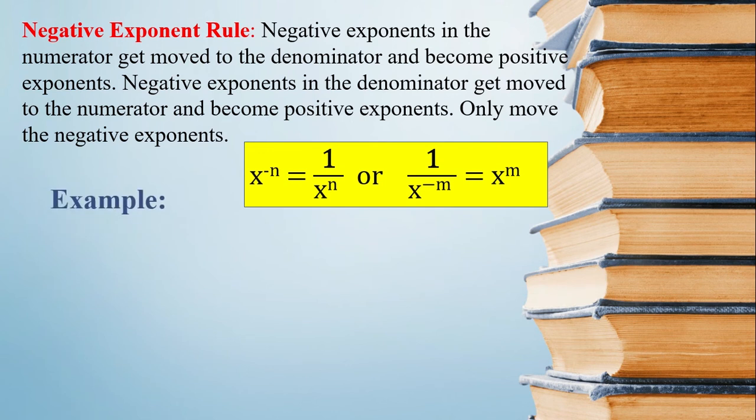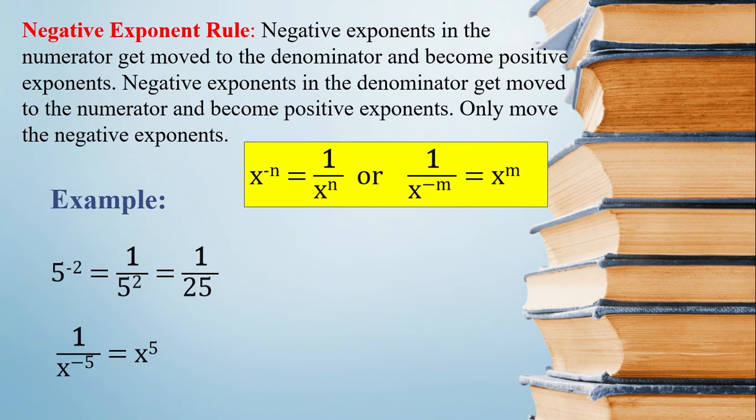Example, 5 raised to negative 2. So, negative yung exponent sa numerator, kailangan natin siyang i-move sa denominator para maging positive. So, 5 raised to negative 2 is 1 over 5 raised to 2 equal to 1 over 25. So, yung final answer natin ay 1 over 25. Ba't naging 1 over 25? Kasi 5 times 5 equals to 25.